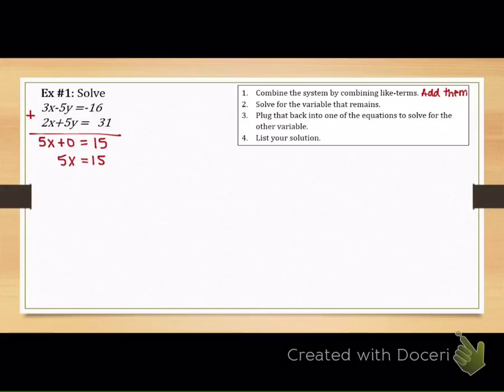Is that right? Riley, how would you solve for x? Divide 15 by 5. Miss Brady, that should be a negative. No, it should not, because negative 16 plus 31 is positive. 31 is a bigger number. Sorry. I'm a goose.